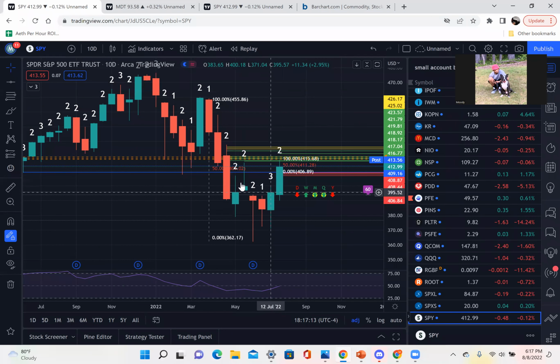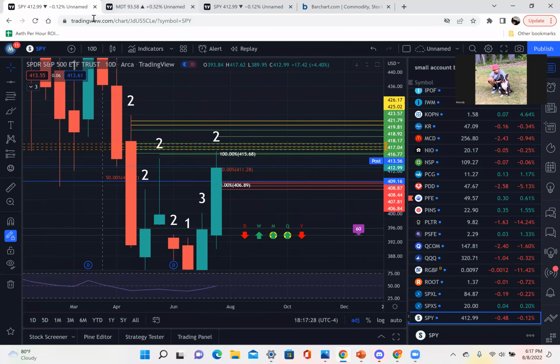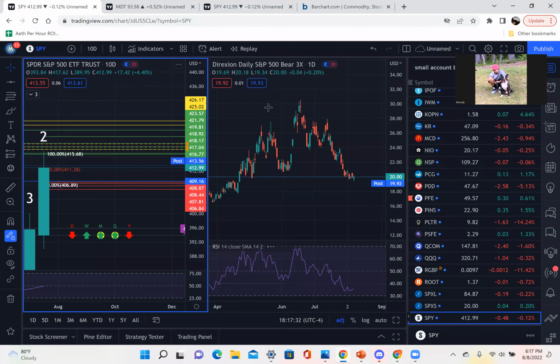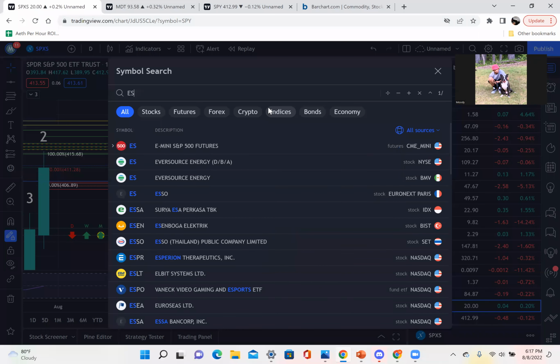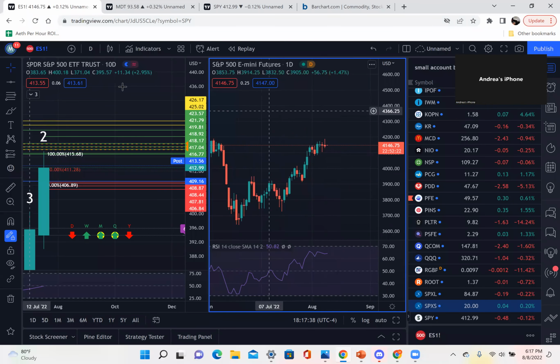A smaller time frame would show us the actual strat pattern. We had a 2-1-3, right? Right now we got a 3-2-2. So that's what we're going to get. I feel like a 3-2-2 continuation, 2 to the upside, not 2 to the downside, right? And especially if SPY holds, right? Let me just pull up ES. Right, SPY's holding pretty strong.